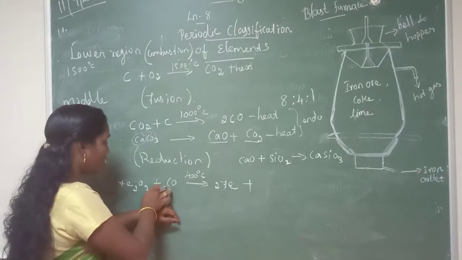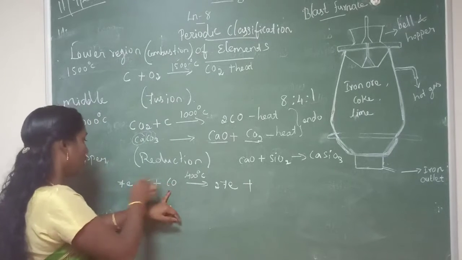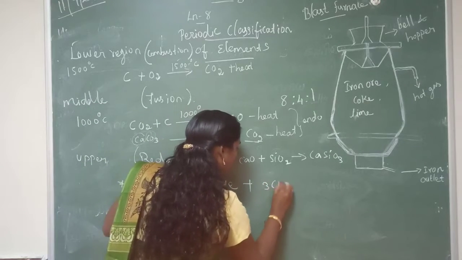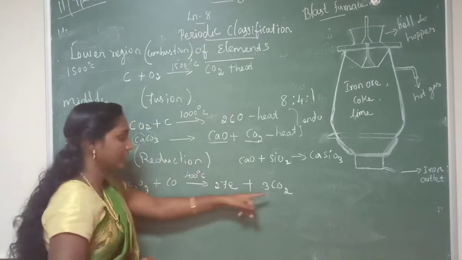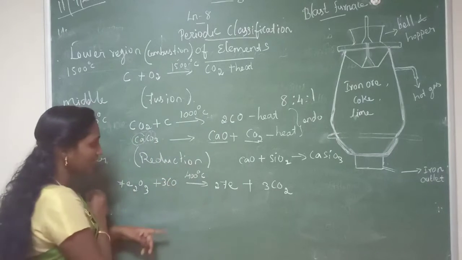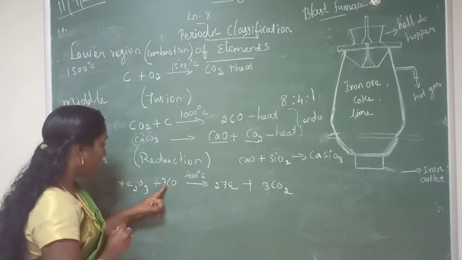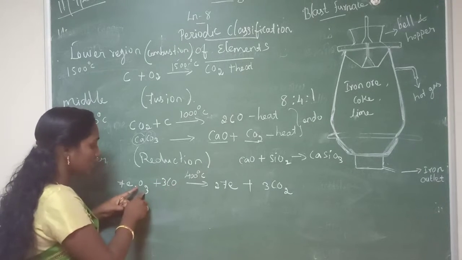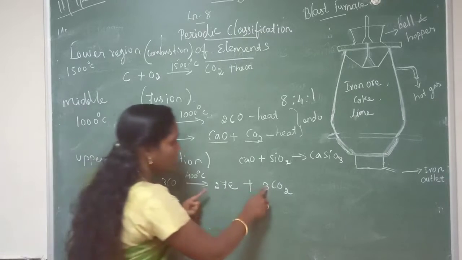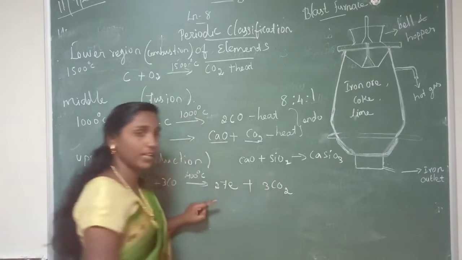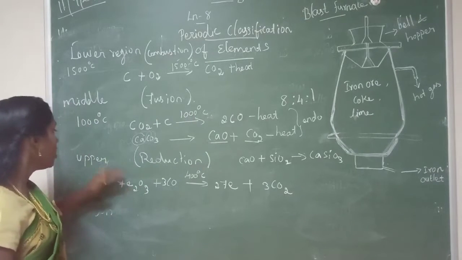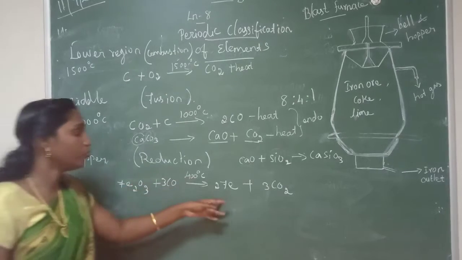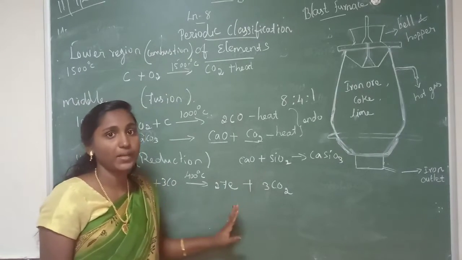here how many carbon? 1 carbon, and 1 oxygen. Here 3 oxygens are there, so it can form 3 carbon dioxide. We can balance this equation: 3 carbon and 3 oxygen, then here 3 oxygen. So totally how many oxygen? 3 plus 3, 6 oxygen. So 3 twos are 6 oxygen and 3 carbon. Have you understood this reaction? So in this upper region, carbon monoxide will reduce iron oxide to form iron metal and carbon dioxide.